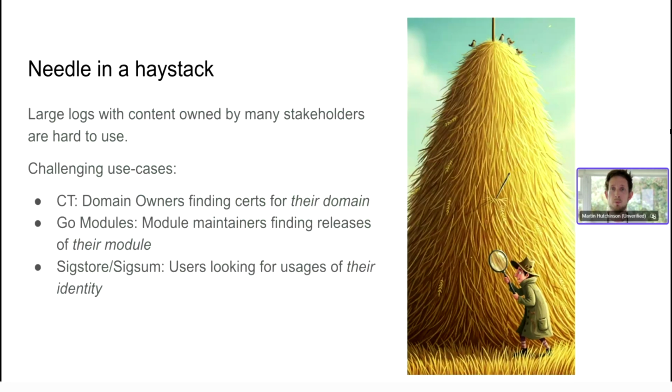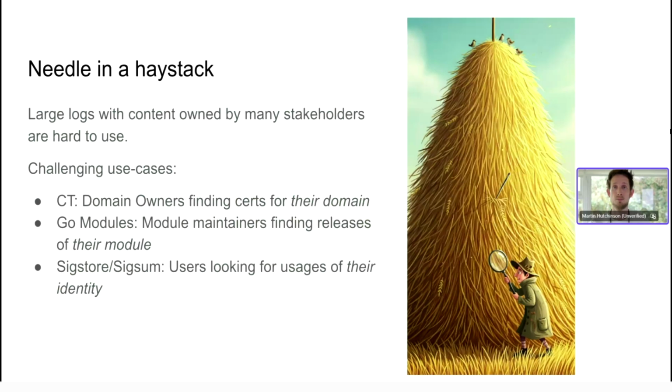So what is the usability problem with transparency logs? Basically, it's how hard it is to find your own stuff in them. If you're a domain owner, which is what Rasmus has just been talking about, and you want to find all the certificates for your domain in a certificate transparency log, you've got a lot of other people's certificates to go through. In fact, the vast majority of them, no matter who you are, are going to be other people's certificates.